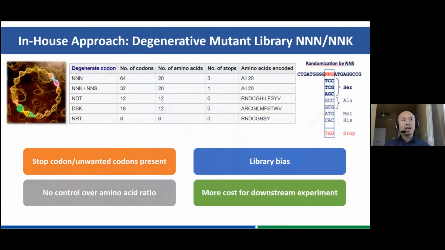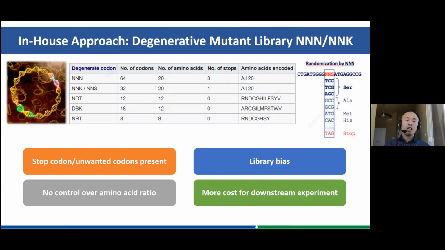But in contrast, if you look at the libraries that are commonly constructed through traditional methods using degenerate codons such as NNN or NNK, there are a number of major issues associated with those libraries. For instance, you cannot eliminate stop or unwanted codons. There is no control over amino acid ratio, so your library is likely going to be biased with over or under representation of certain amino acids. And also codon optimization is not possible.